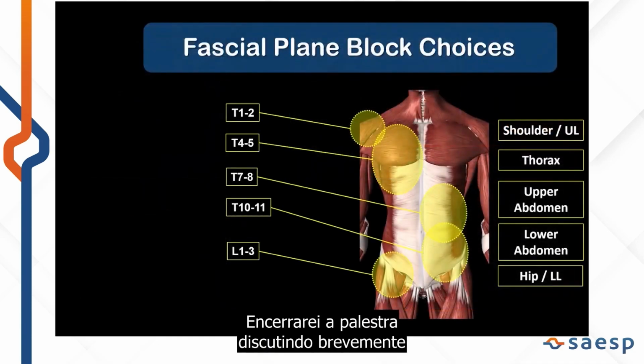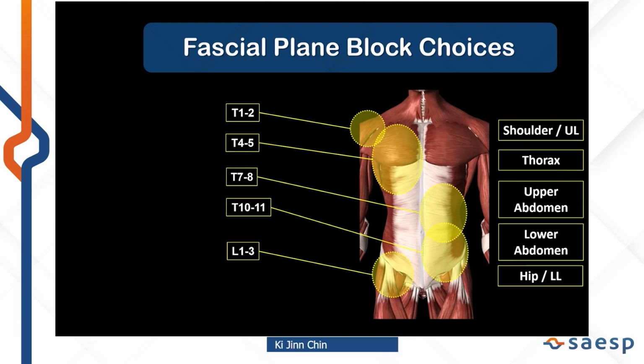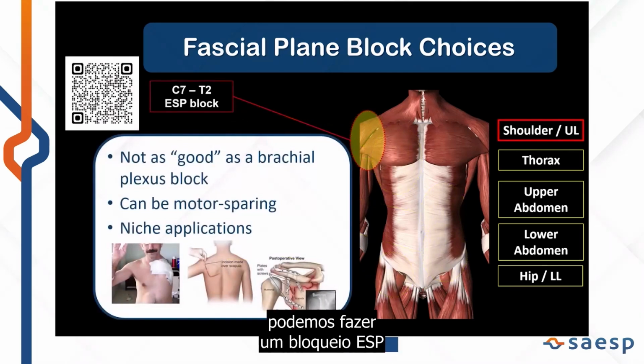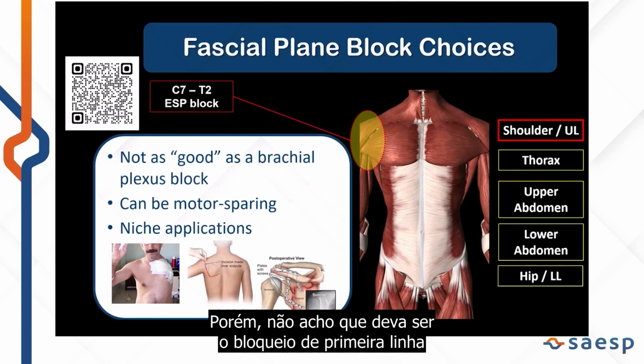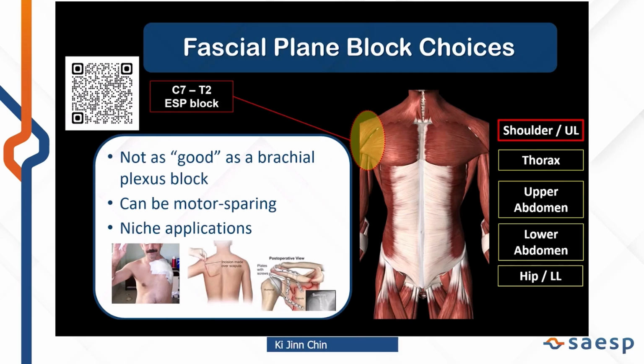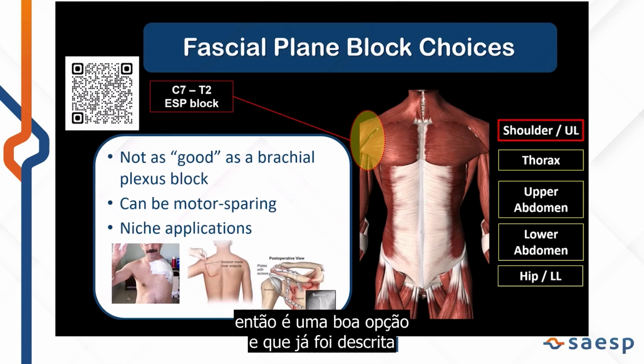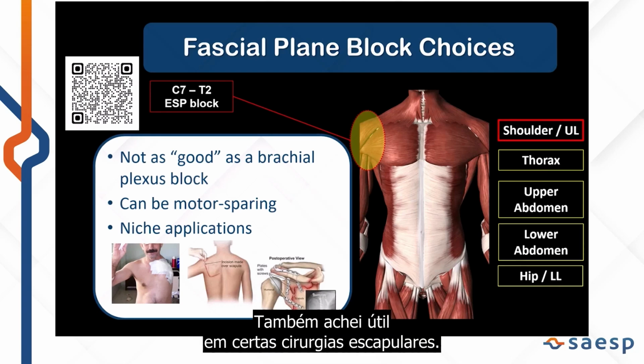I'll end this talk by briefly discussing some of the choices for fascial plane block techniques that are going to be based on the anatomical region that you're interested in blocking. Now, if you're looking to cover the shoulder region, you can perform an ESP block at anywhere from the C7 to the T2 area. However, I don't think it should be the first line block in most shoulder surgeries. Now, if for any reason the brachial plexus is not accessible or suitable, then it is a good option, and it has been described for things like a forequarter amputation, and I've also found it useful in certain scapular surgeries.